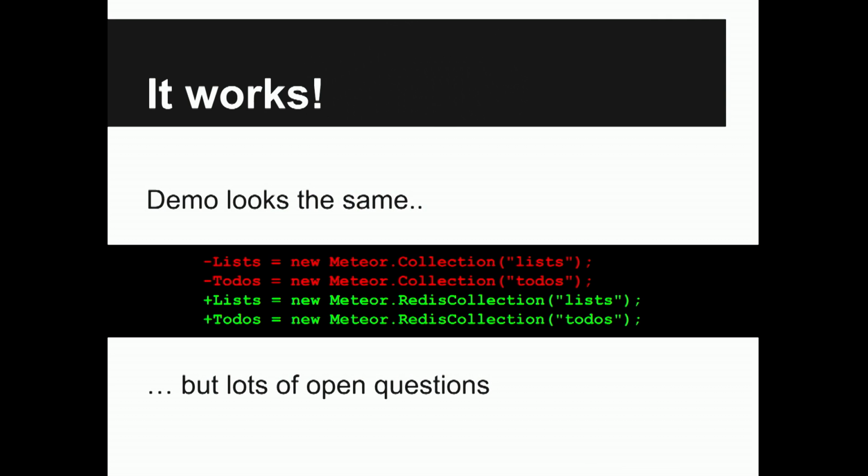The good news, as you saw from the demo, is that it works. The really good news for people that are building apps is there are almost no code changes. At the moment, you just change from a Meteor collection to a Meteor Redis collection. The bad news is there are lots of open questions, which I would love your input on.